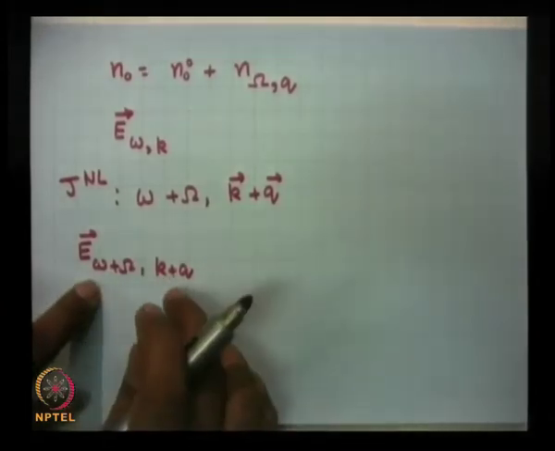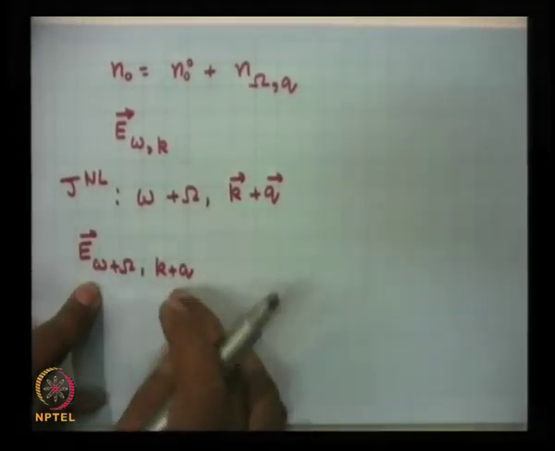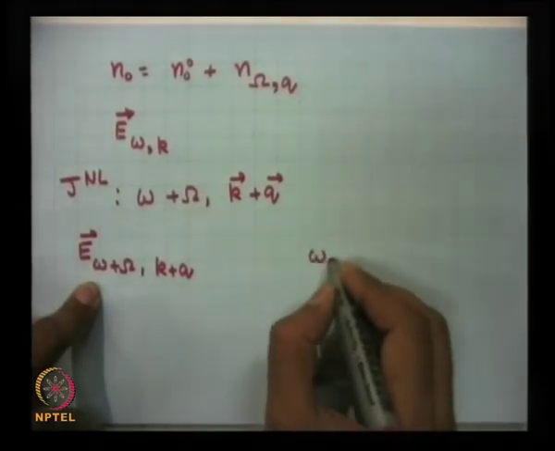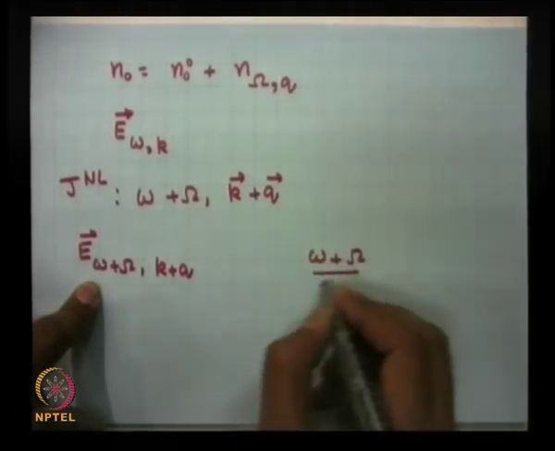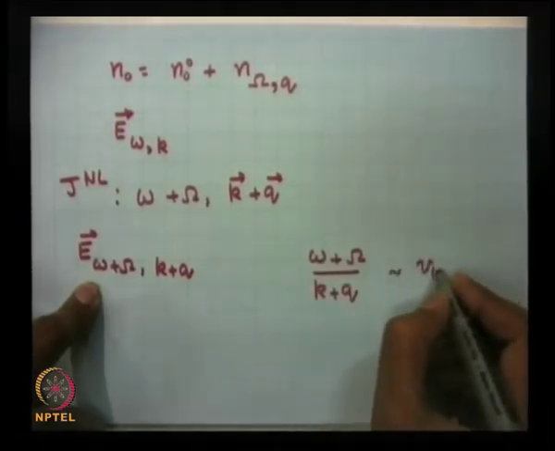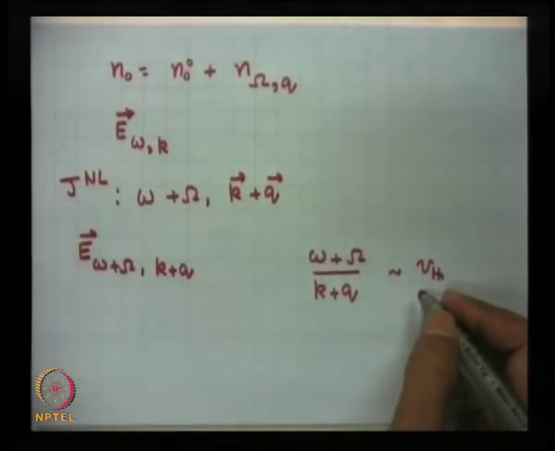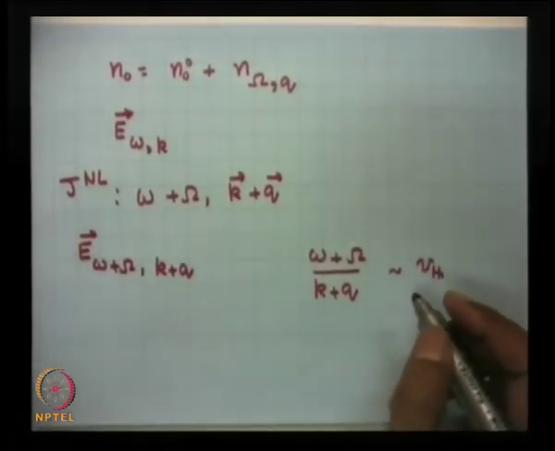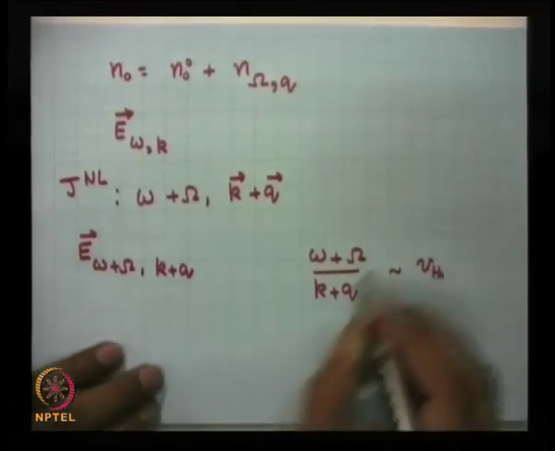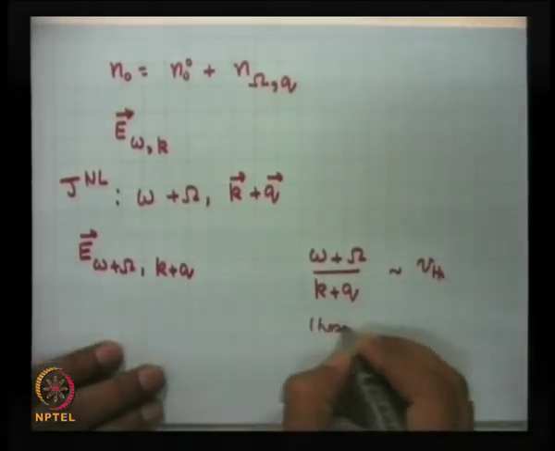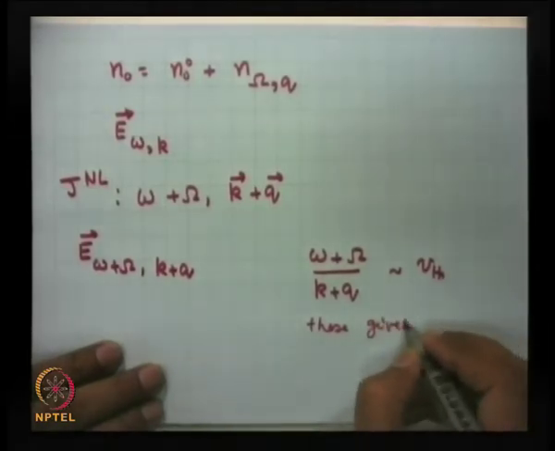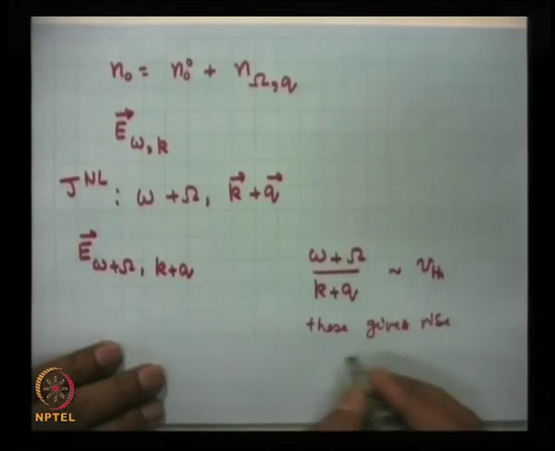Whenever they are in Cherenkov resonance in the vicinity, so whenever omega plus capital omega upon k plus q is of the order of V thermal, not exactly equal to V thermal, maybe 2 times V thermal, 3 times V thermal, it is all right, they will give rise to a strong anomalous resistivity.